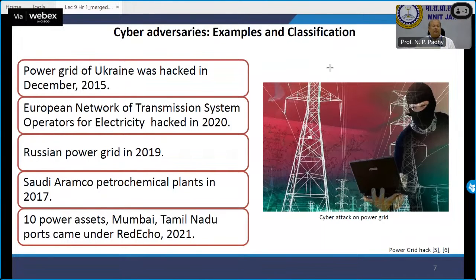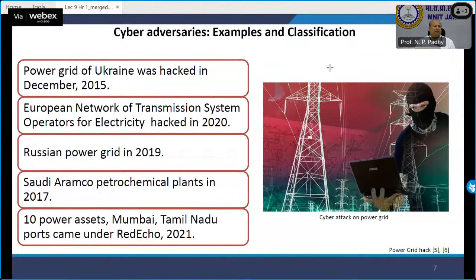So the power grid of Ukraine was hacked in December 2015, but probably hacked means some of the data, some of the passwords, someone could enter the login password, we casually say ABC123 or like this, and because of that. European network of transmission system operators for electricity was hacked in 2020. Another cyber attack. Russian power grid in 2019. People again tried to do it for Russia. In 2019, they suffered. Saudi Aramco petrochemical plant in 2017, a very small one.